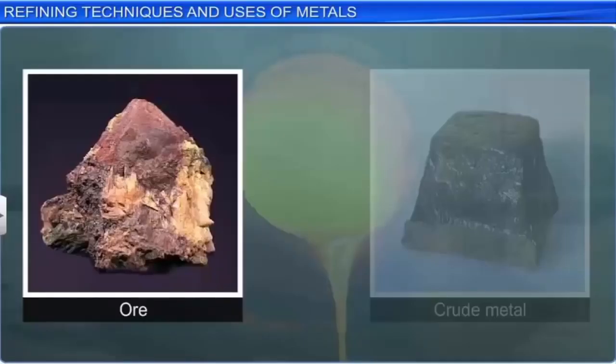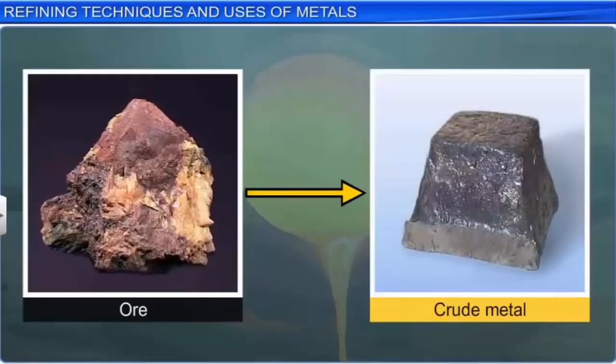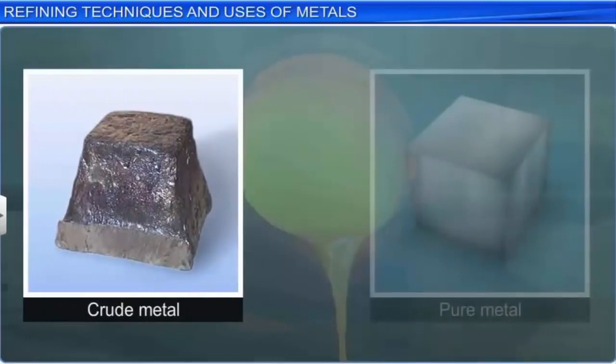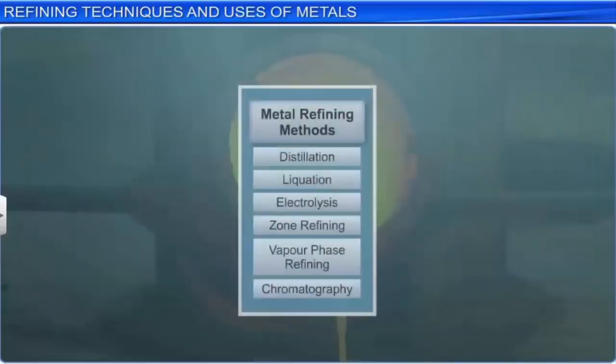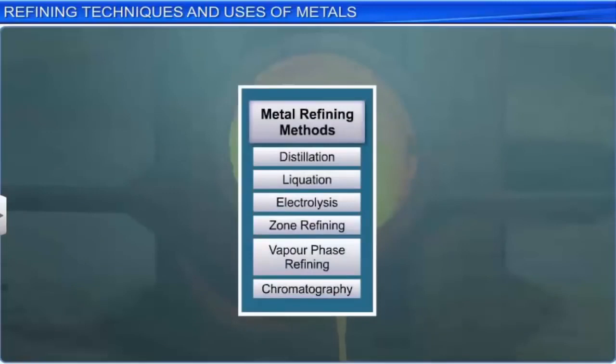A metal extracted from its ore by any method is generally impure and is known as crude metal. The impure metal is purified by subjecting it to a process of purification or refining. Depending upon the nature of the metal and the impurity present, various refining methods, such as distillation, liquation, electrolysis, zone refining, vapor phase refining, and chromatography, are used. Let's look at each one of these techniques in detail.